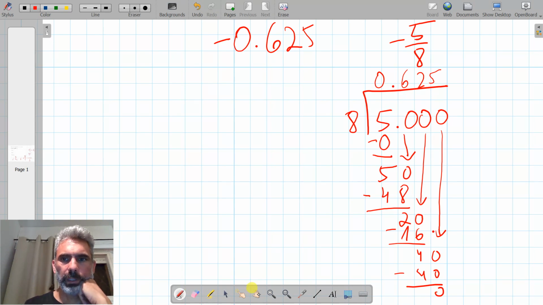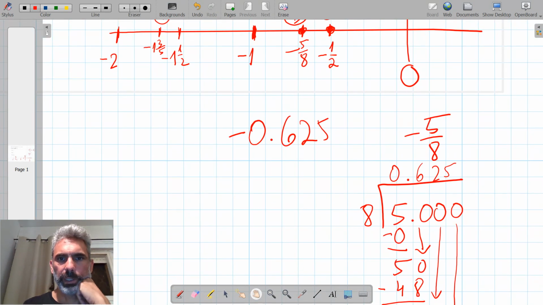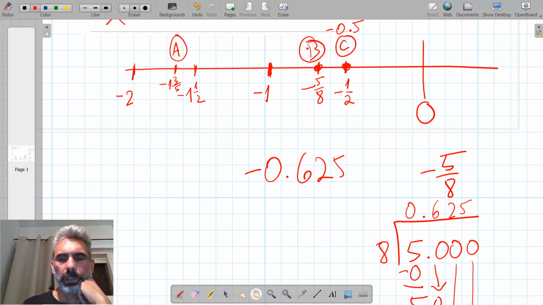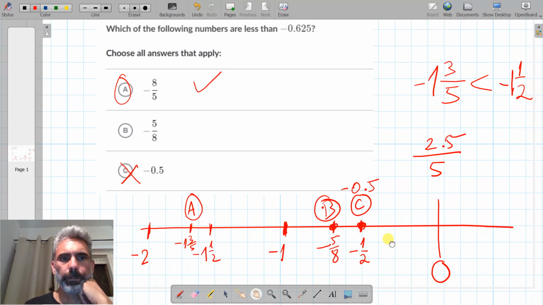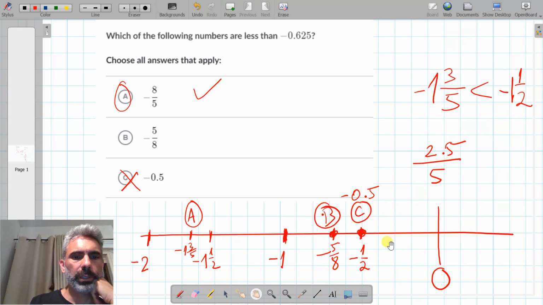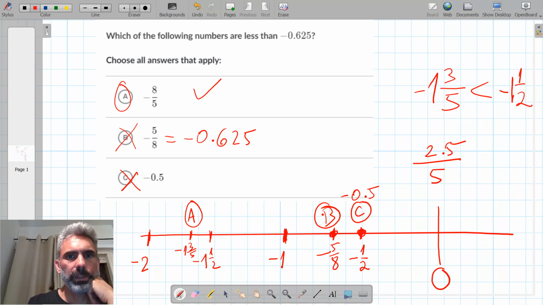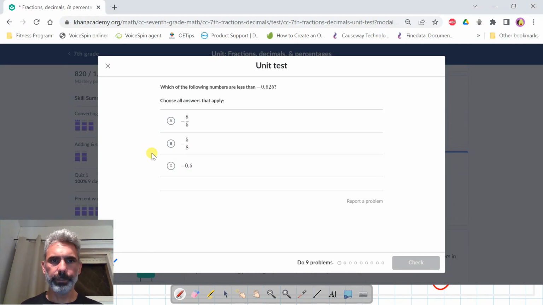So 5/8 is exactly 0.625, which means that point B is exactly the same. Minus 5/8 is exactly the same as minus 0.625. So B is not less than minus 0.625. Only A is less than.